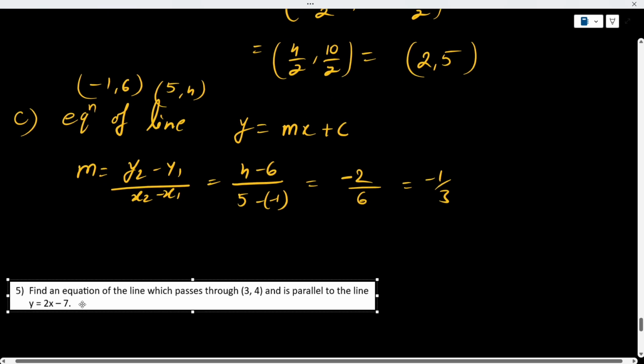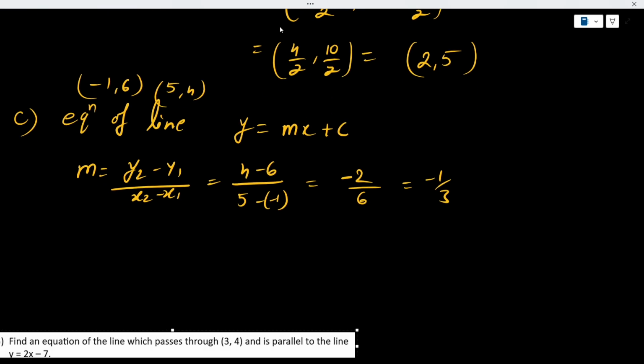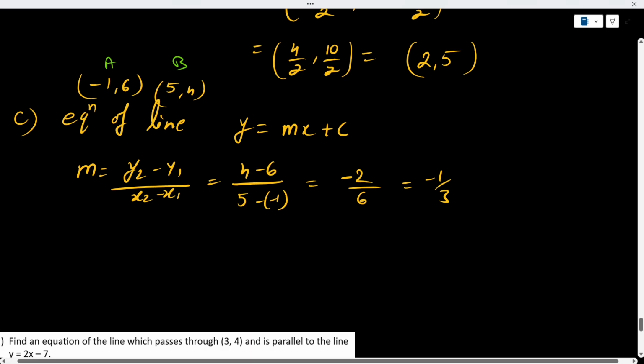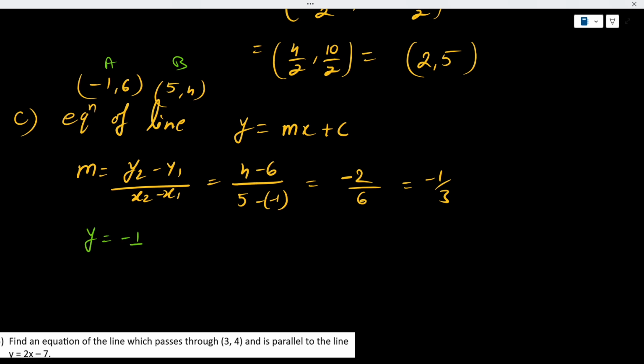I still have to get the value of c, so I can substitute any one point here, point A or point B values. If I am substituting here, first thing, y is equal to -1/3 x plus c. Now what can I substitute in place of x here? -1 comma 6. So 6 is this value, equals to -1/3 times -1 plus c.